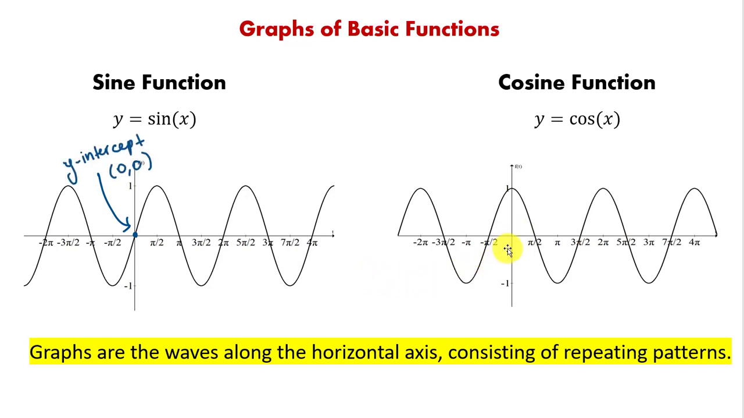And if we look at the graph of the basic cosine function, then we're going to notice that it crosses the y-axis at the point (0, 1). And unless the graphs have been shifted, which we're going to talk about later, this is how we're going to recognize sine and cosine functions. If the y-intercept is at the origin, it's going to be the sine function. And if the y-intercept is not at the origin, in this case it's (0, 1), then we're looking at the graph of the cosine function.